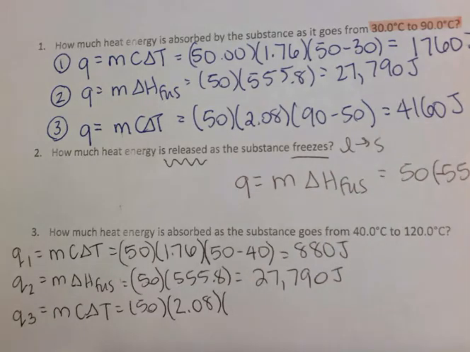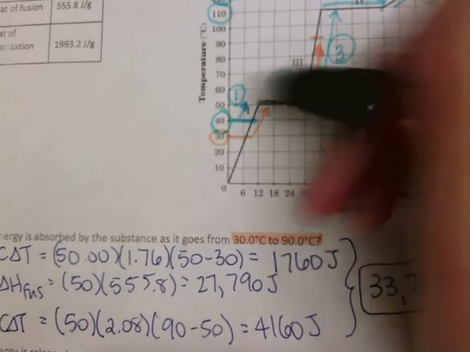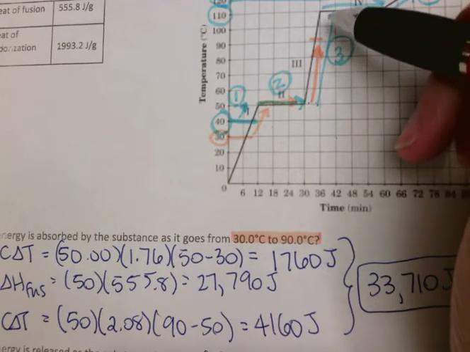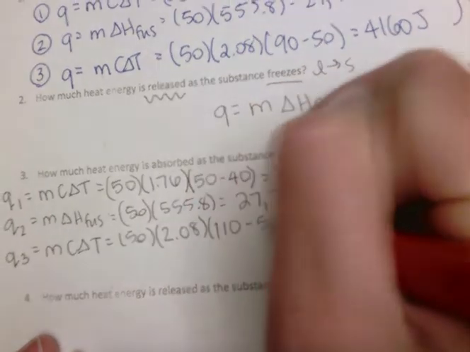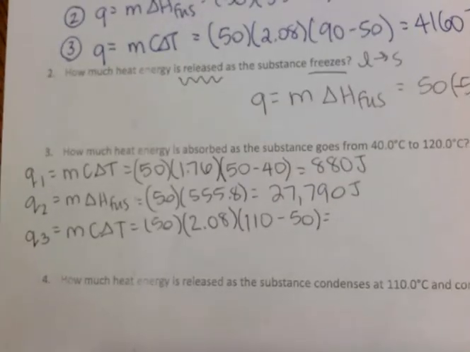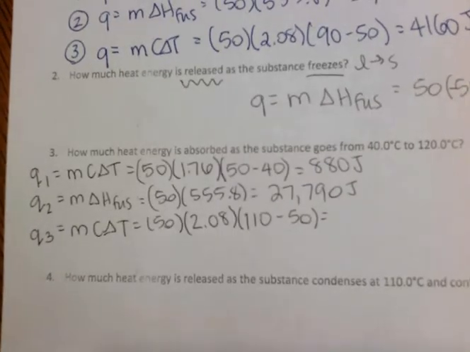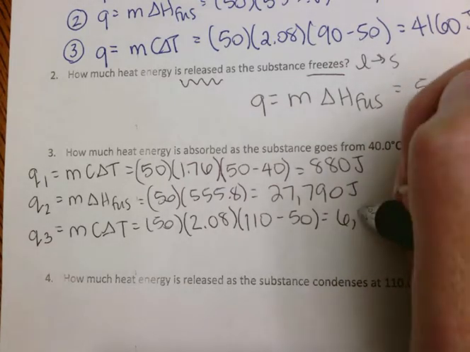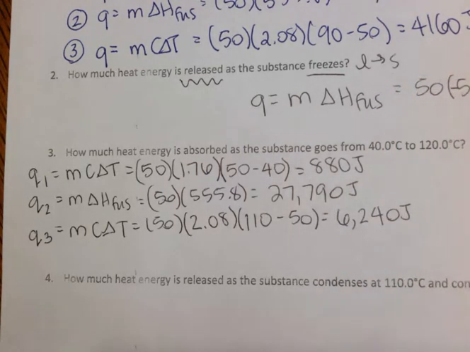And then my change in temperature is only the change in temperature of the liquid. It melts at 50, so I have liquid at 50 here. I'm going to warm it all the way up to 110. So my temperature change is the 110 minus the 50, final minus initial. 50 times 2.08 times that temperature change is 6,240 joules.